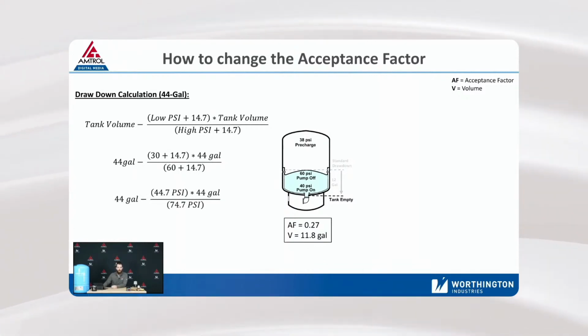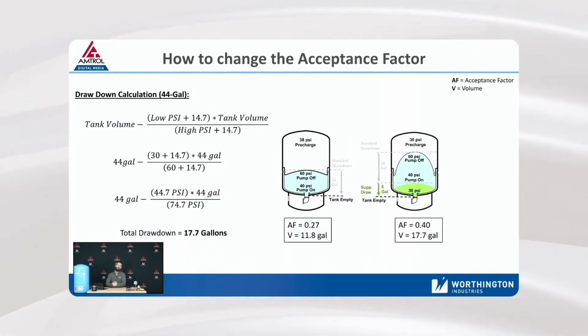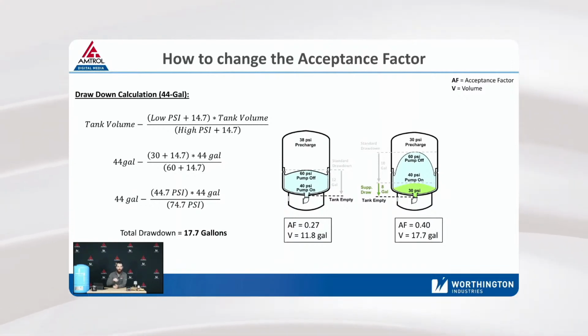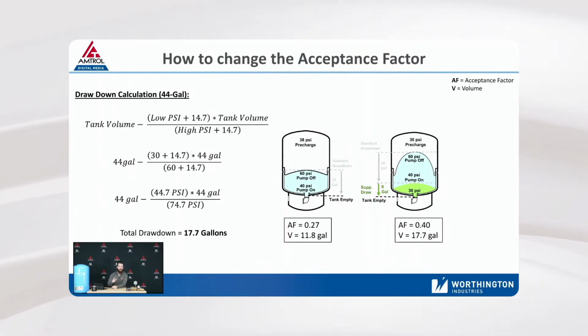So by running through that formula that we showed in the beginning, we're going to get a new total drawdown of 17.7 gallons. And on that little middle picture there, you're going to see that extra volume that's introduced at the bottom of the tank. And that's what we call supplemental drawdown. In this scenario, the switch is still going to click on at 40. That's still your cut-in. But that extra volume is going to be used for what we call peak demands.